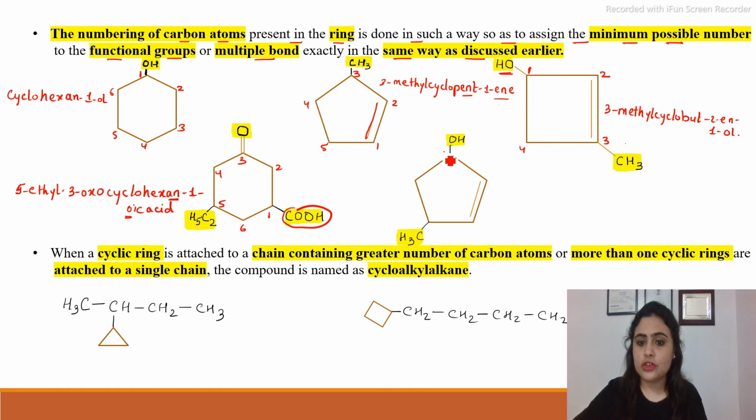Here also the numbering will start on the functional group: 1, 2, 3, 4 and 5. So I'll write 4-methylcyclopent-2-en-1-ol.